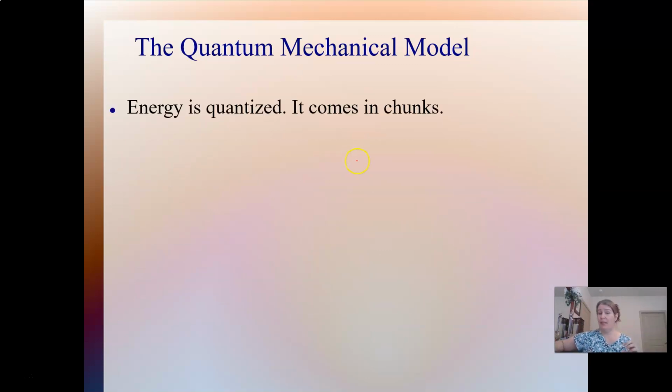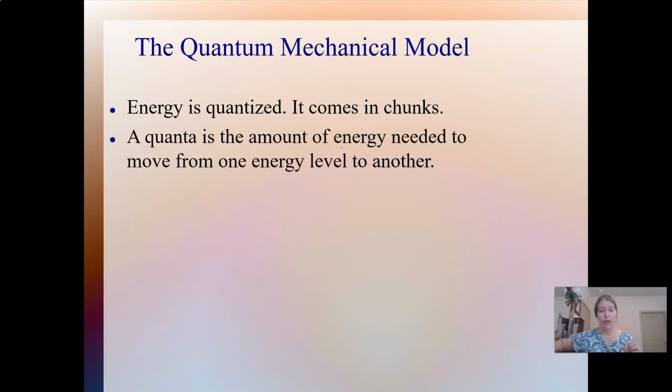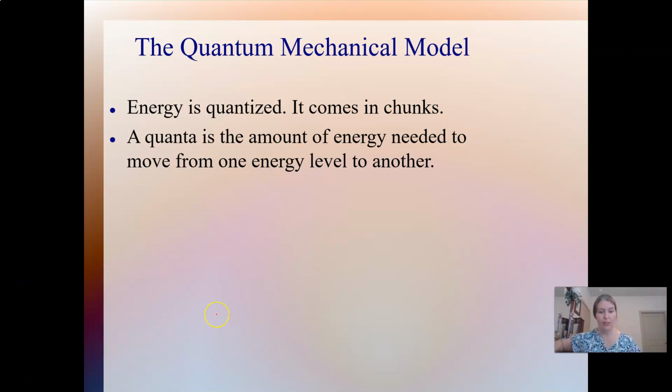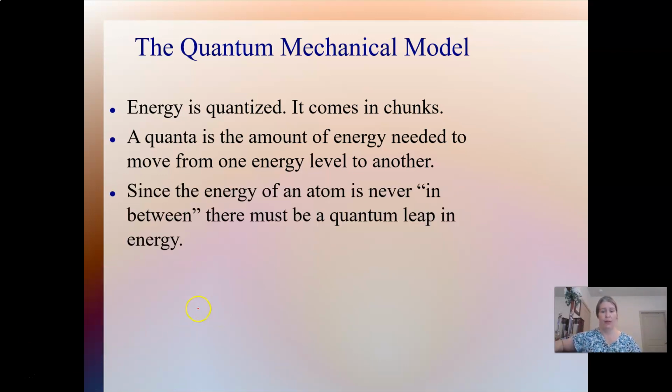And the other thing we say is that this is also possible because energy is quantized. It comes in chunks, individual photons of light or energy. And a quanta is the amount of energy that allows movement from one energy level to another. And since you can't have the wave and you can't have the energy between, there's a leap in energy.